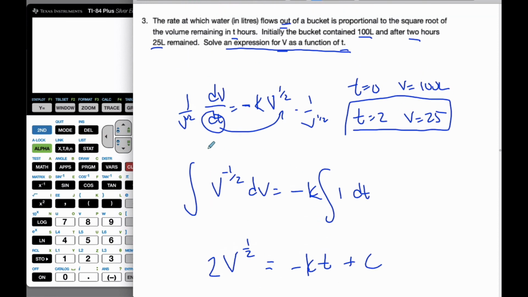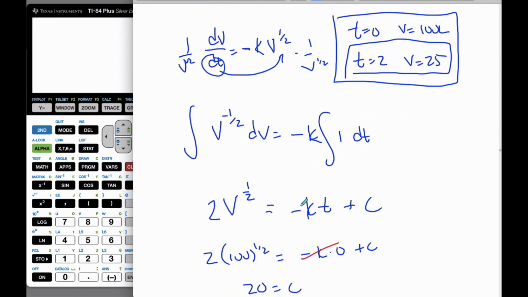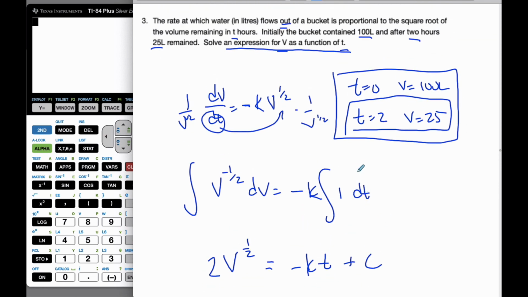And so we separate our variables, and we use both bits of information to find the constant of proportionality and c. I do think reading this problem and coming up with this equation, dV/dt equal to negative k times v to the 1/2, is a challenging step. You have to make sure you read that carefully to come up with what it is saying.